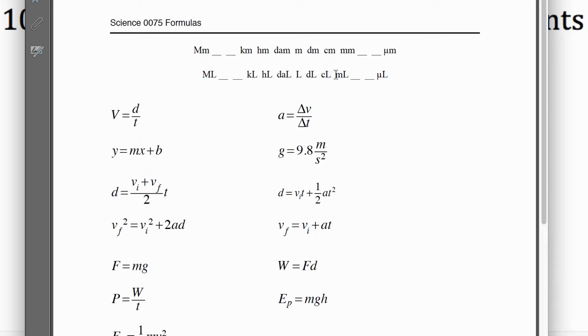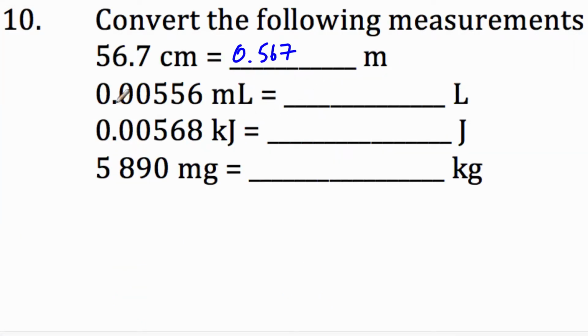Milliliters to liters. So it's 1, 2, 3 to the left. So I got to go 3 to the left. 1, 2, 3. So I have to now add another 3 zeros to that. So it's 0.00556. Notice I think there's 5 zeros there.